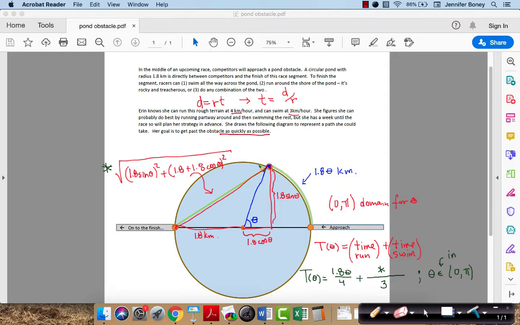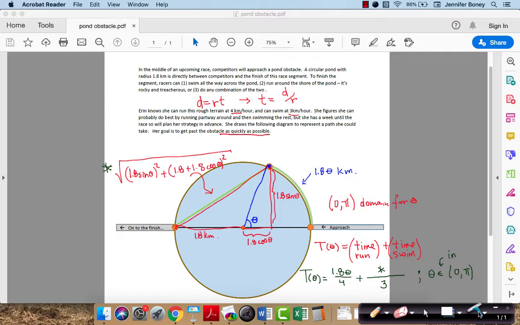This is for her own purposes. She doesn't need to construct something to exact specifications for a spaceship or something. She's just trying to win a race. So let's say we can estimate this in terms of decimals. Let's look at the graph of this objective function on the interval 0 to pi and see where it has its minimum.